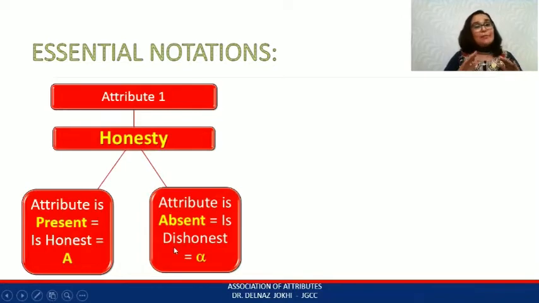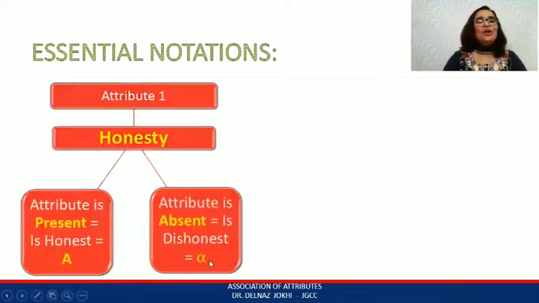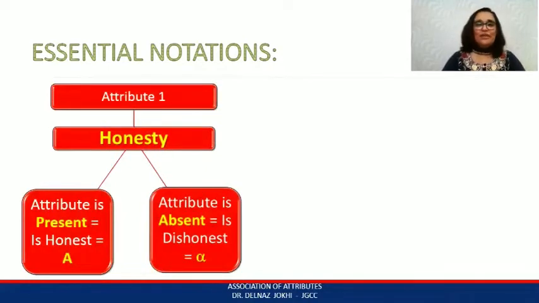So the attribute is absent in the person, and when an attribute is absent in the person, if you're talking about A as honest, then dishonest, jo uska opposite hai, is denoted by alpha. So present ka opposite absent, honest ka opposite dishonest. To agar honest A hai to dishonest is represented or denoted by alpha. So I'm sure you are very clear with attribute number 1.